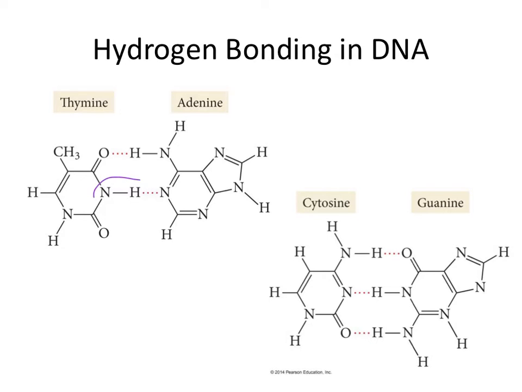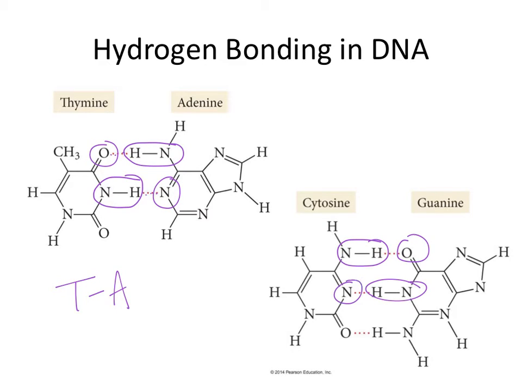Look, here's a hydrogen with a nitrogen, attracted to a nitrogen in another molecule, and a hydrogen with a nitrogen attracted to an oxygen in another molecule. This is what happens when thymine and adenine get together, T and A. And cytosine and guanine, notice you have an NH attracted to an O, an NH attracted to an N, and an NH attracted to an O. So this is the CG.